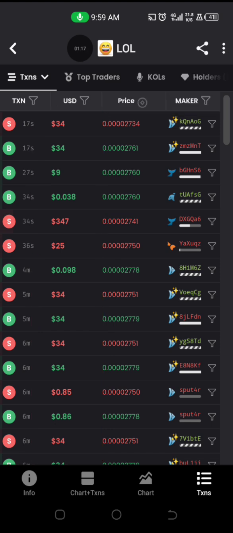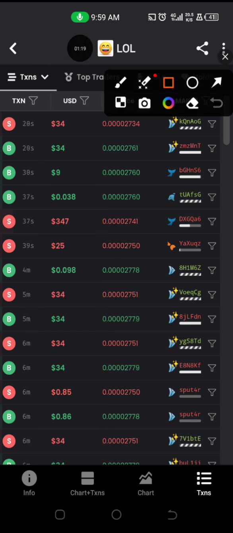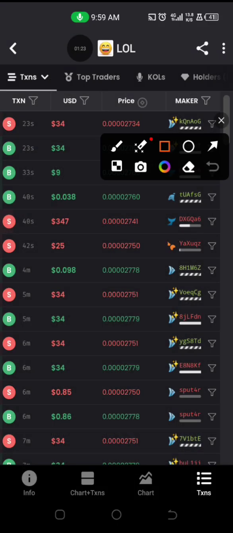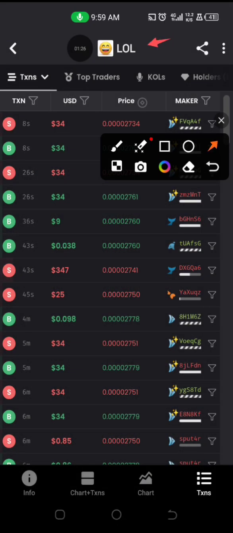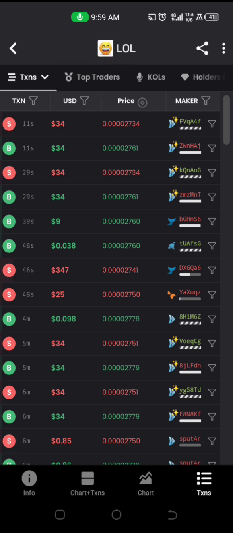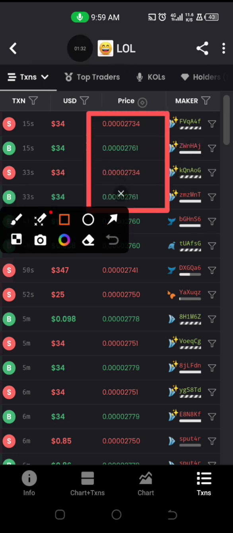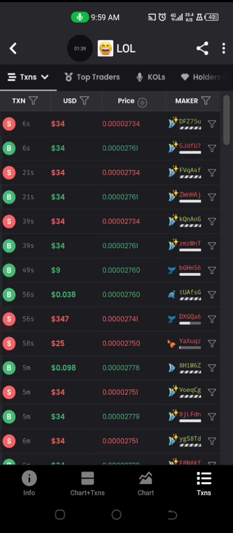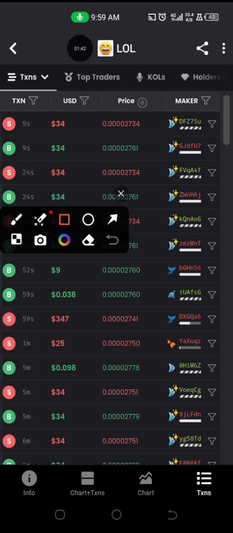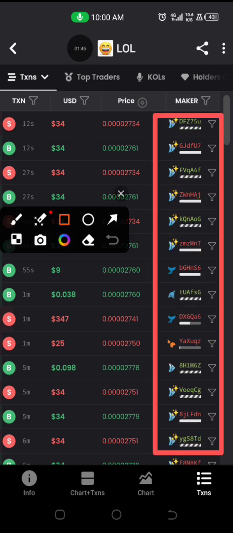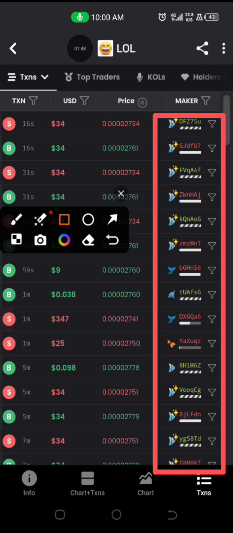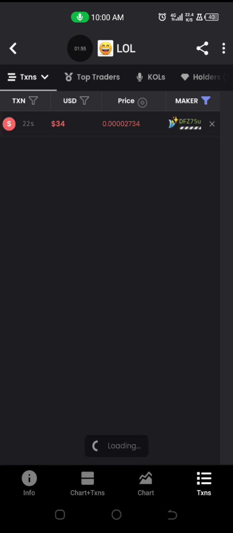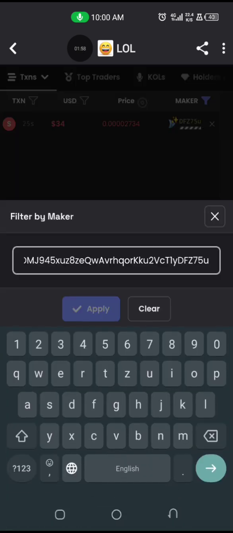That is how you are seeing it. Then you see the price of that token. This is the name of the token, this one, low, and the price of it. This is the price of the token in USDT. Then if you scroll like this, the last section here is the wallet. So you are going to find all the wallets that are transacting, buying and selling here. So if you click here, you can apply any wallet you want.